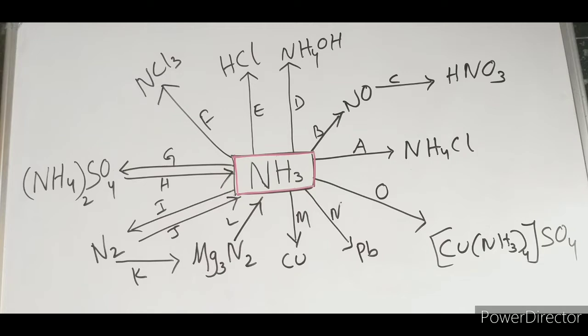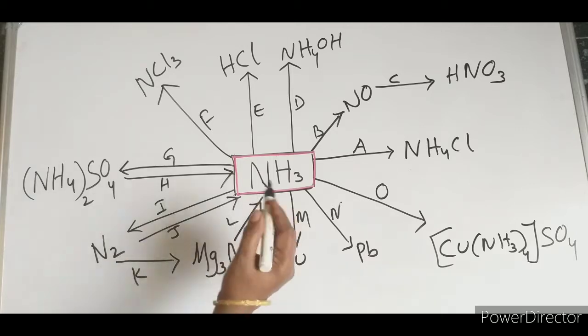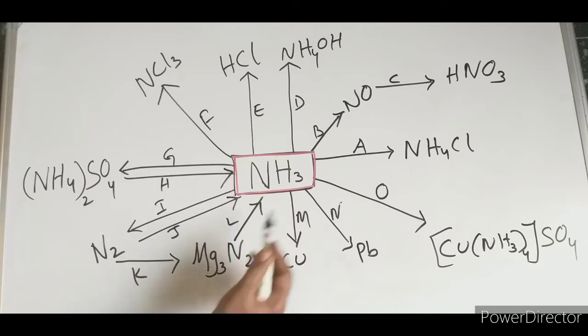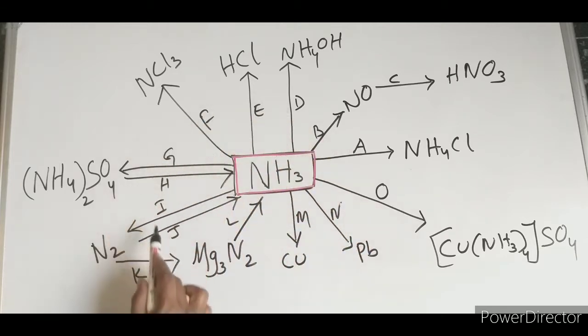Whatever you have written and whatever I have done, we will match whether you are correct or not. Let us check that one. So here, what is that one? First of all, let me explain what we are going to discuss. Here A, B, C, D, E, F, G, H, like that up to O I have taken. So this is the conversion.